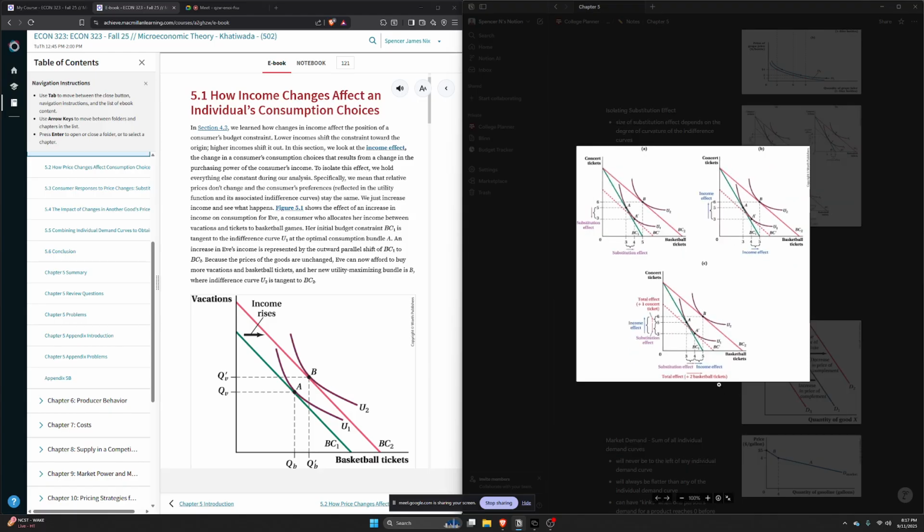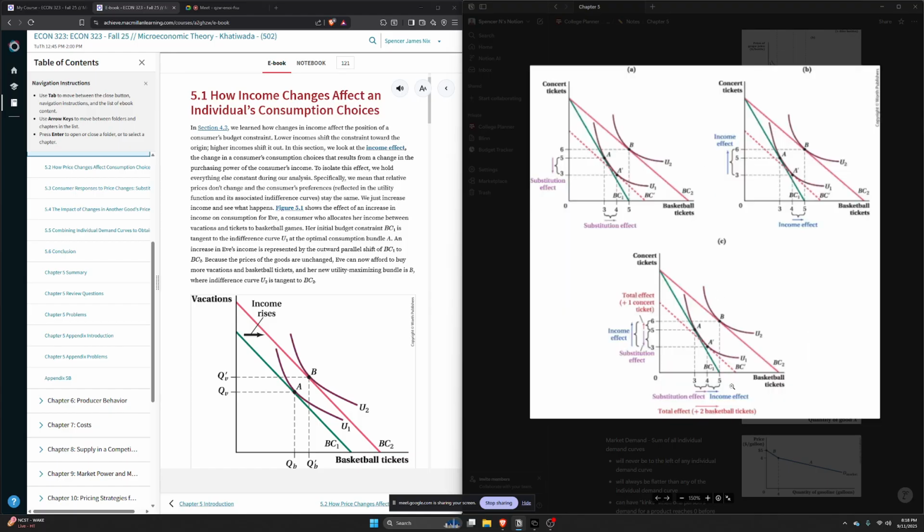You can also do, if you already knew the total effect, subtract the income effect and get the substitution effect. It works like that if you want to do it, but either way is how you get to it. So the difference between A and B would be the total effect both ways.